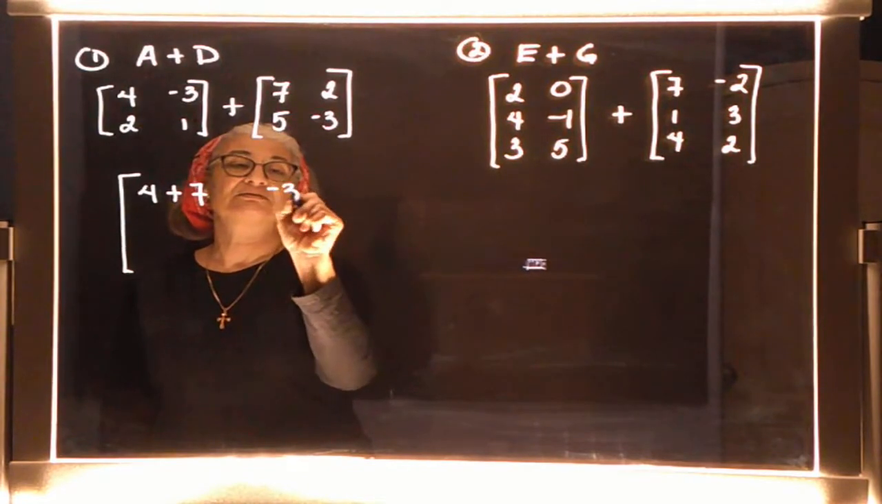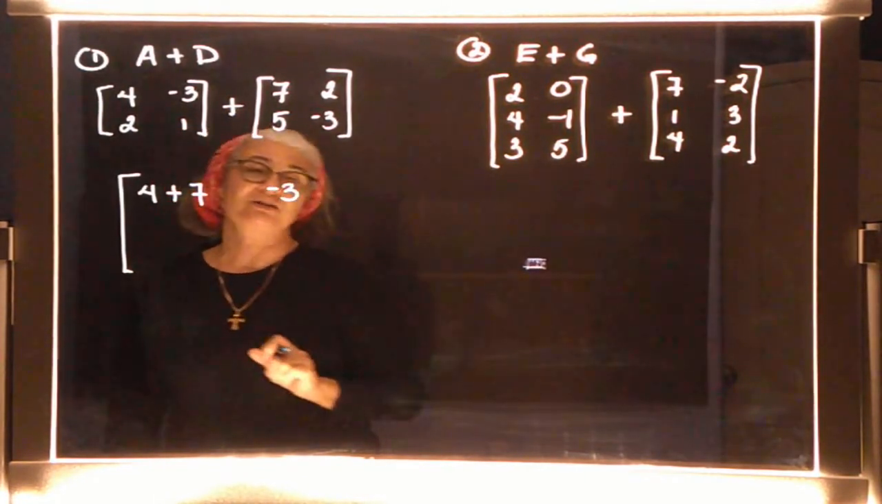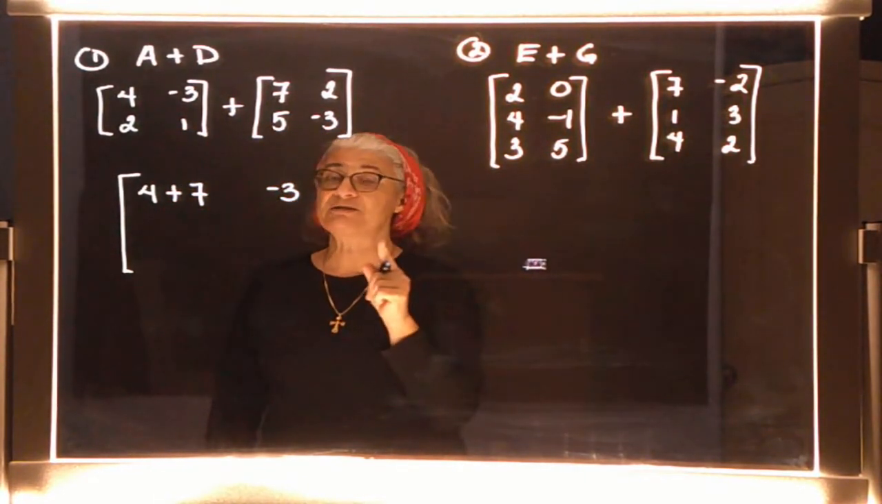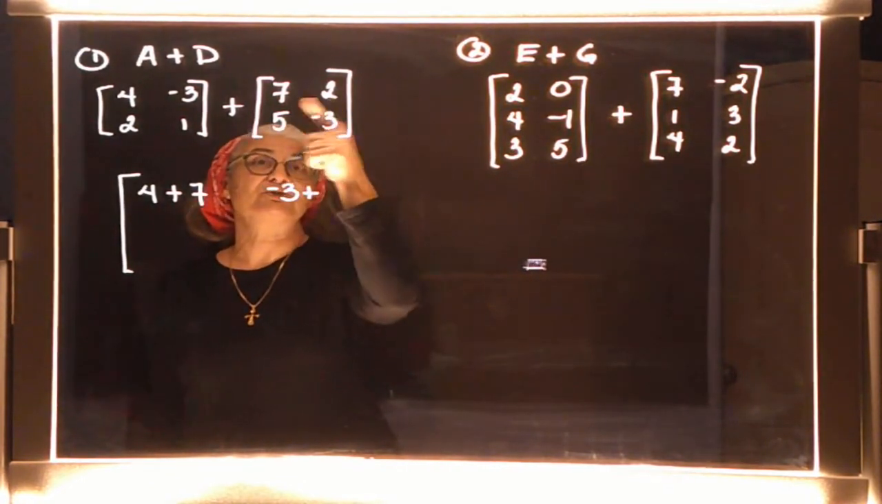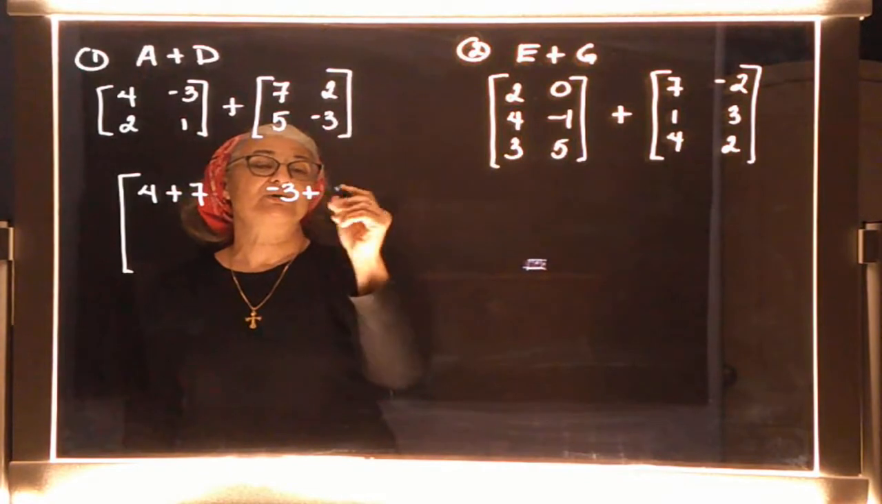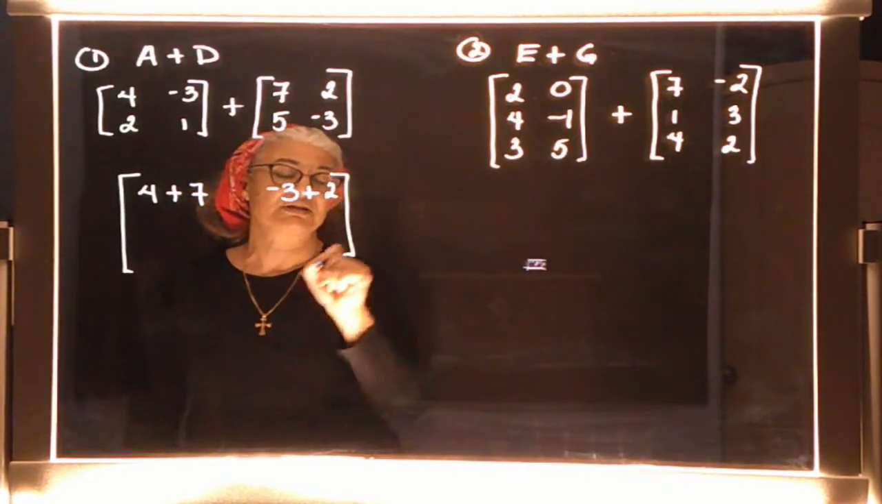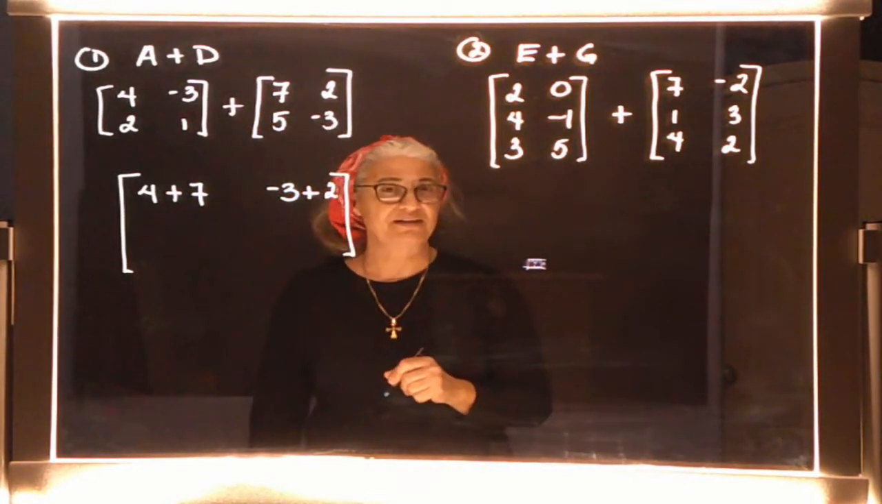-3. That's in the first row, second column position, which means the only number you can add to it, good, is the 2, because it's also in the first row, second column position. Does that make sense? Getting the hang of it?